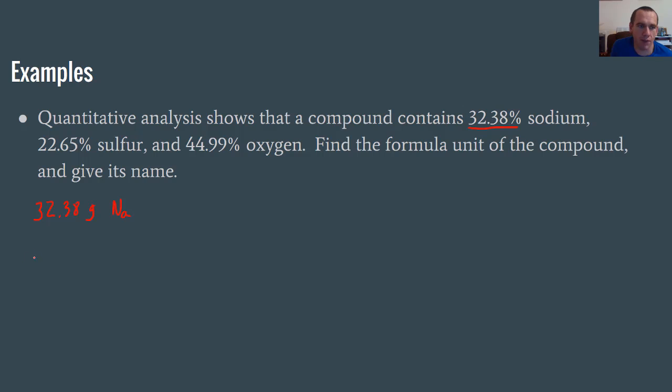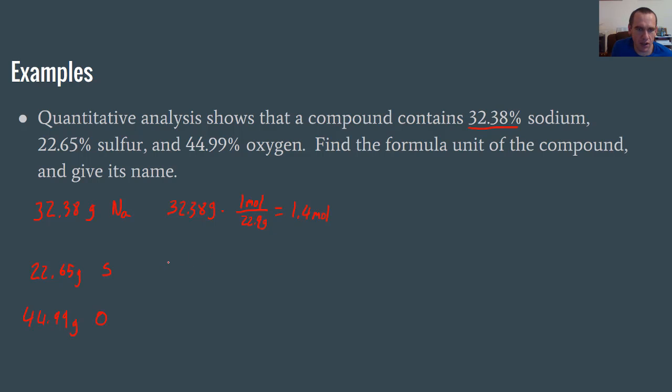So 32.38 grams sodium, 22.65 grams sulfur, and 44.99 grams oxygen. Now, remember, to go from grams to moles, I need to get my units to cancel. So 32.38 grams times 1 mole per, and now I have to look up the molar mass of sodium. The molar mass of sodium is 22.99 grams per mole, and so this gets me about 1.4 moles of sodium.